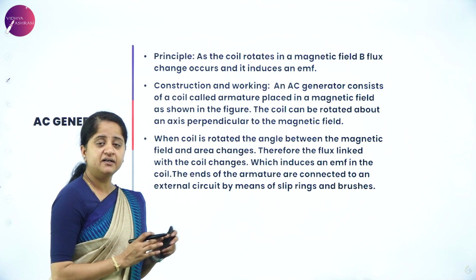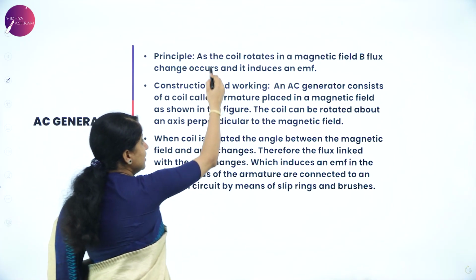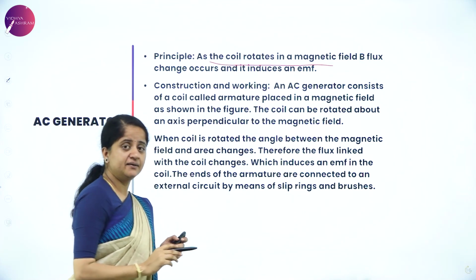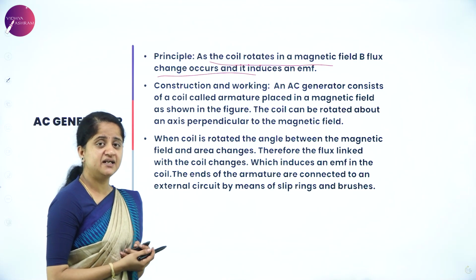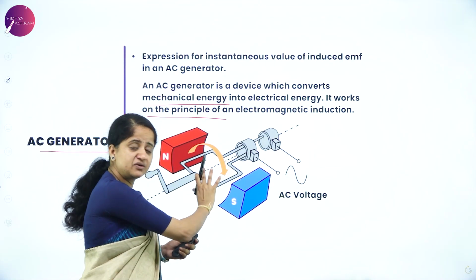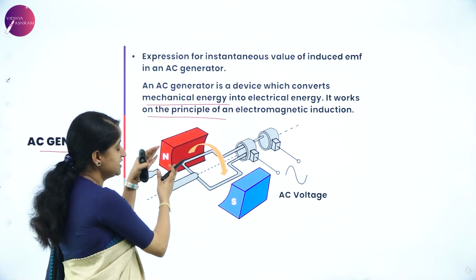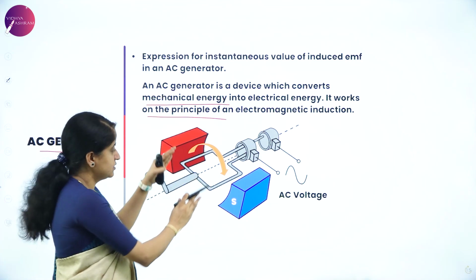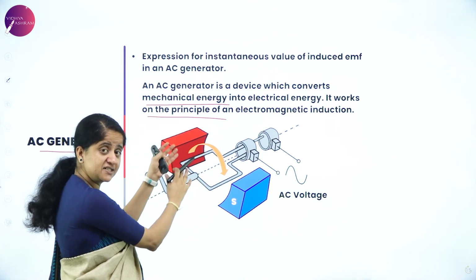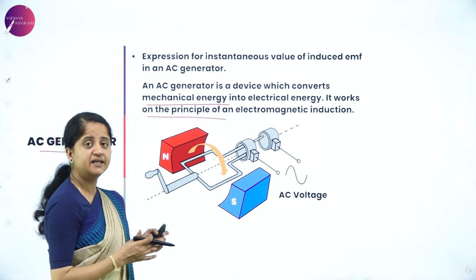We all know that it works on the principle of electromagnetic induction, which means as the coil rotates in the magnetic field, the flux change occurs and it induces an EMF. If an EMF has to be induced in any circuit, there has to be a change in its flux. Change in flux means change in the magnetic field lines passing through the circuit. So as the coil rotates, the flux change occurs, and because of that, EMF will be induced in the coil.